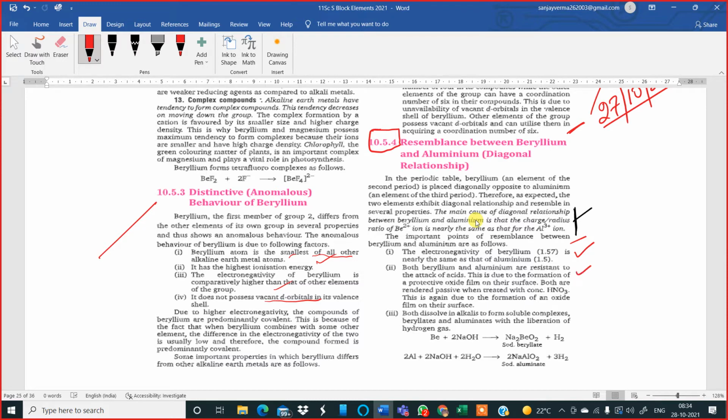Number two, both beryllium and aluminum are resistant to the attack of acids. They are not attacked by acids easily. This is because of the formation of a protective oxide coating on the surface. Number three, both dissolve in alkalis to form soluble complexes like sodium berylate. Another one is sodium aluminate. These are all complexes with the liberation of hydrogen gas.